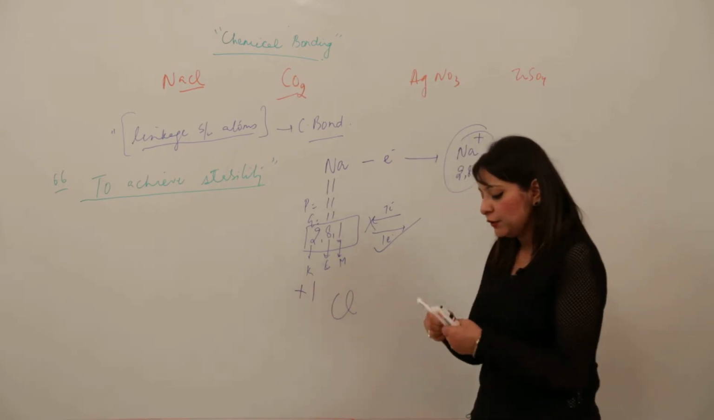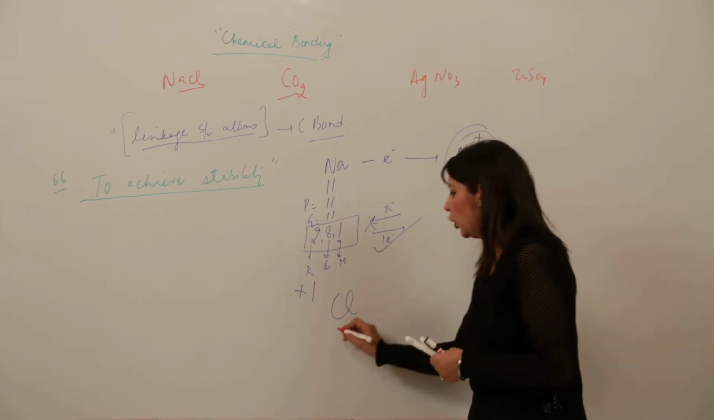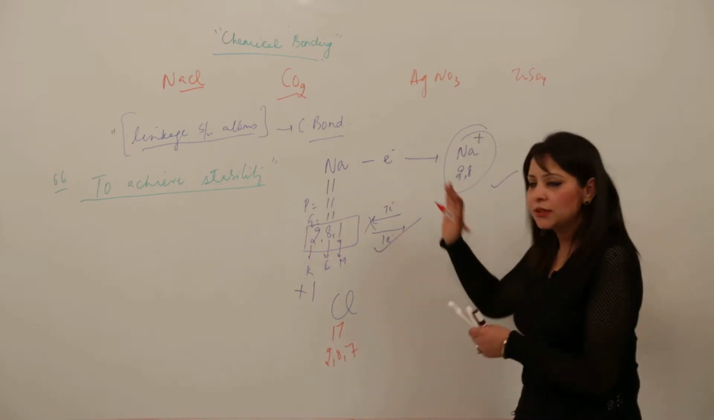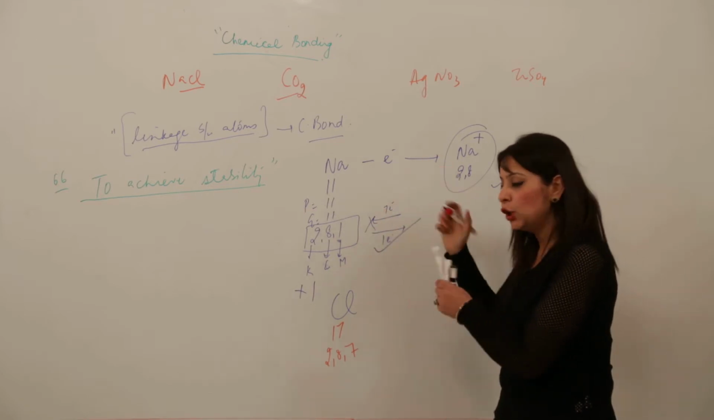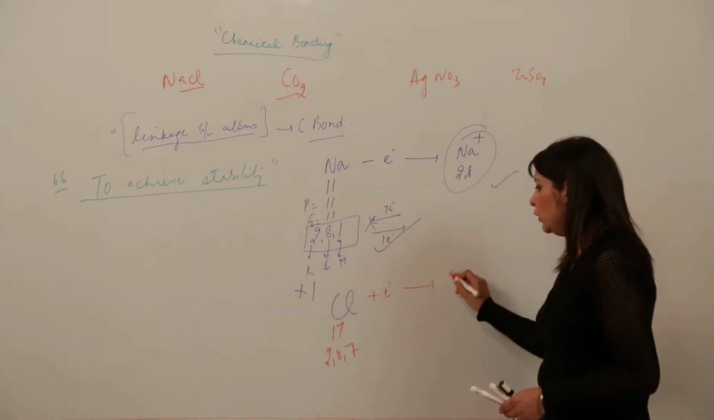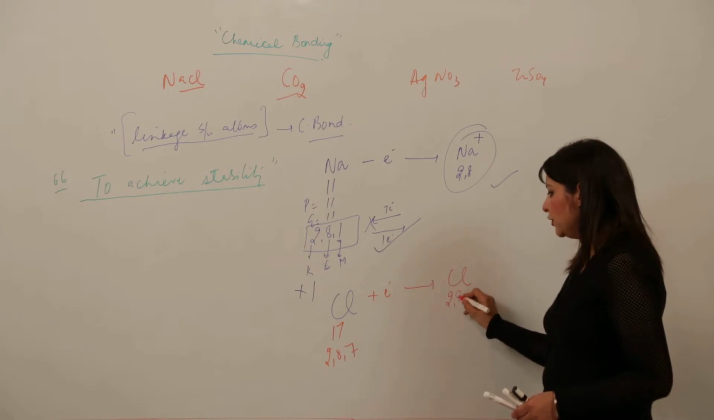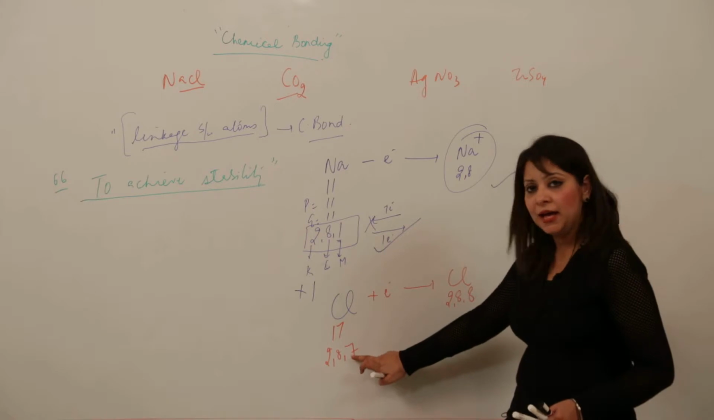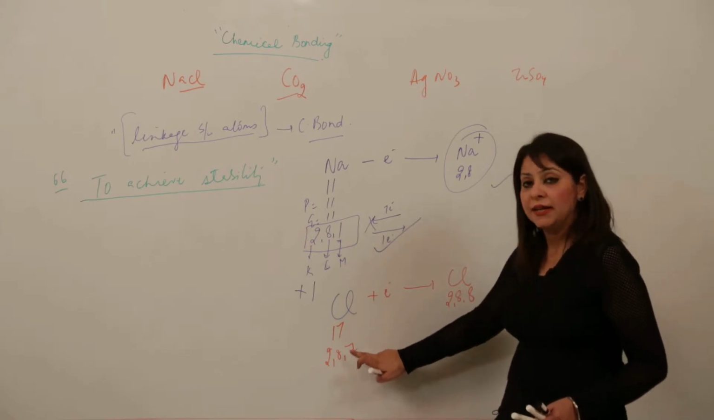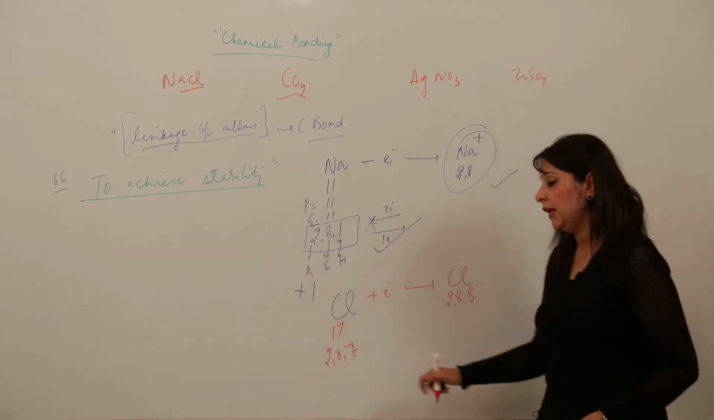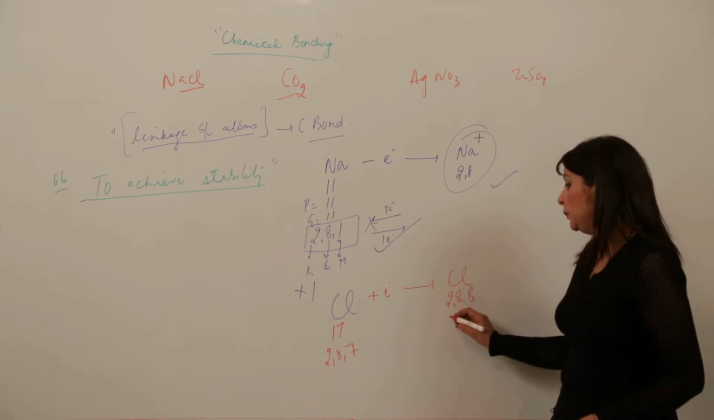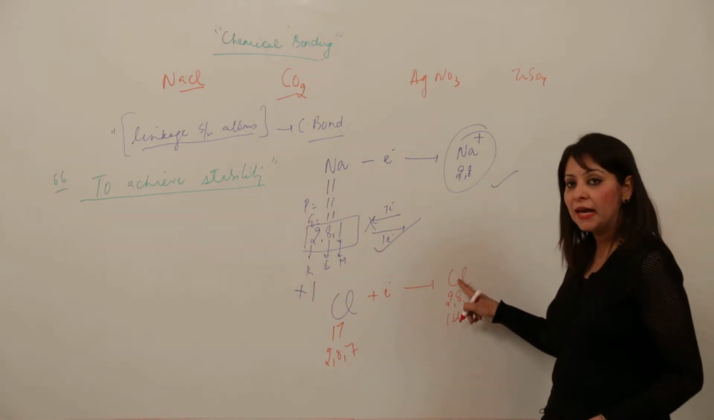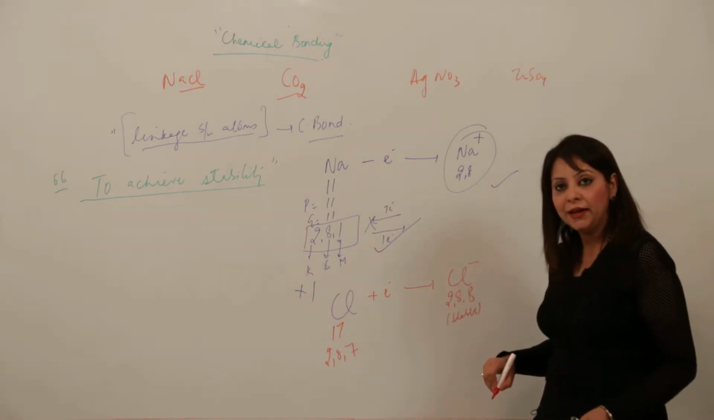See, for the case of chlorine, what happens? The atomic number is 17, configuration 2, 8, 7. It will gain the electron which sodium has lost, and after gaining, the configuration becomes 2, 8, 8. Earlier it was not stable. The third shell didn't have 8 electrons; it was deficient in 1 electron. But after taking it, it becomes 2, 8, 8. That means now it is stable. But again, it will no longer remain an atom. It will become an ion, a negatively charged ion.